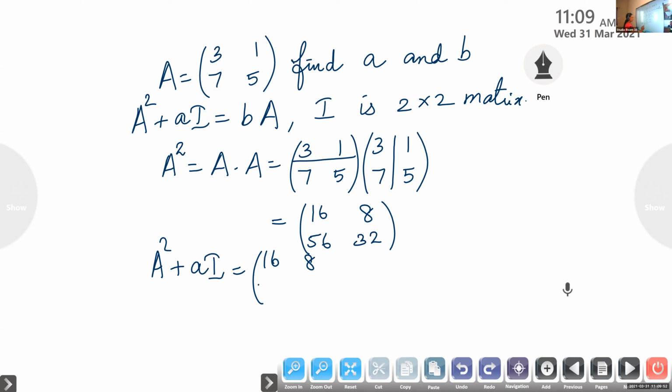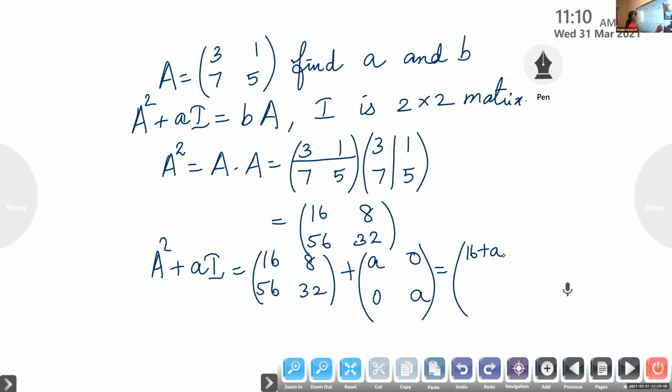16, 8, 56, 32 plus aI. I means it is the identity matrix. When you multiply by a, what will you get? It is equivalent to 16 plus a, 8, 56, 32 plus a. This is A square plus aI. Now find out what is bA.